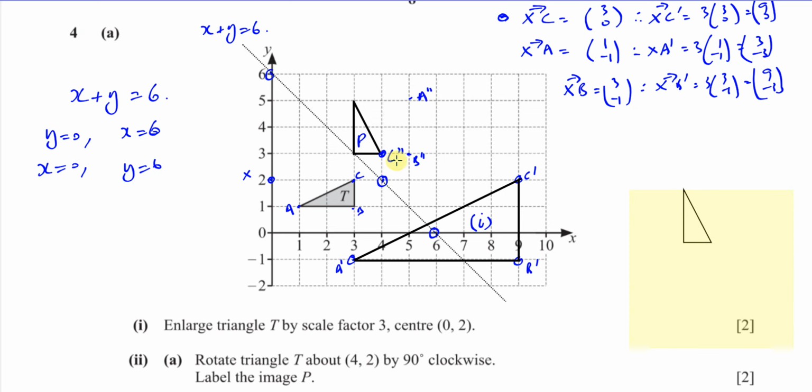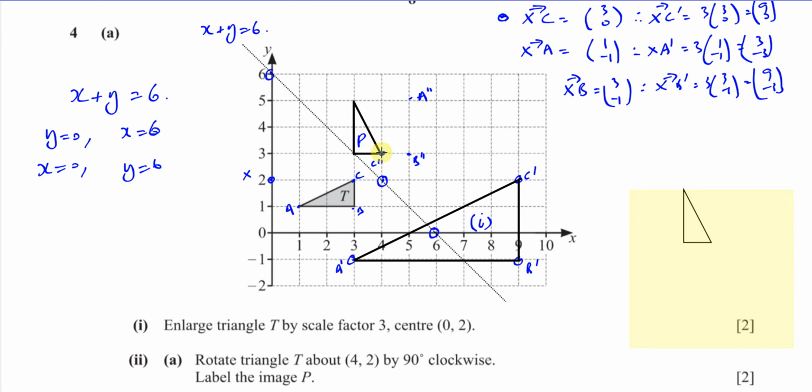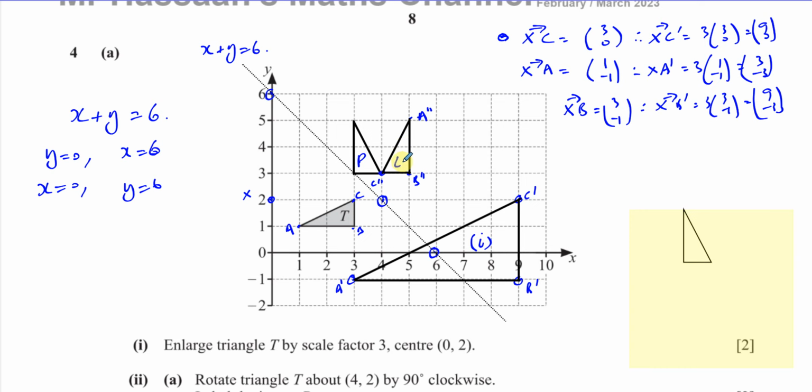So our shape will look something like this. Let me just move the C on this side a bit. Okay, so the C is going to be over here. C double dash. So now when we join these together with a straight line, we should get our image that's reflected in the line x plus y equals 6. Did they tell us to label this? Label this image Q. This is Q.